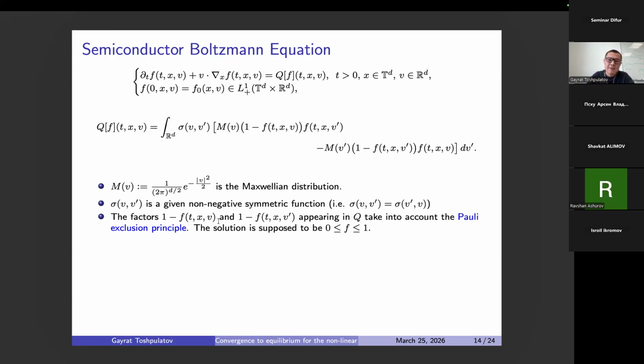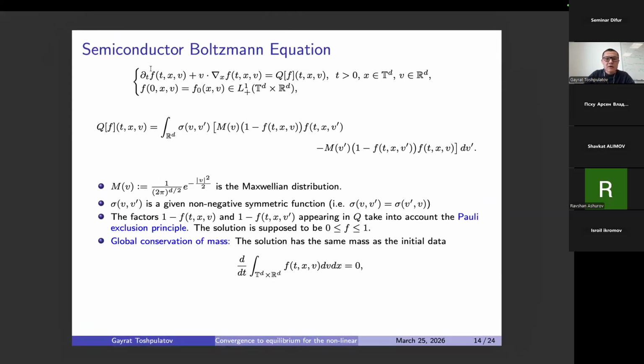But for the classical Boltzmann equation, we don't have such bounds. We have them for this one because in this equation we also use some quantum mechanics, and the physicist Pauli added such terms to describe these semiconductor devices.